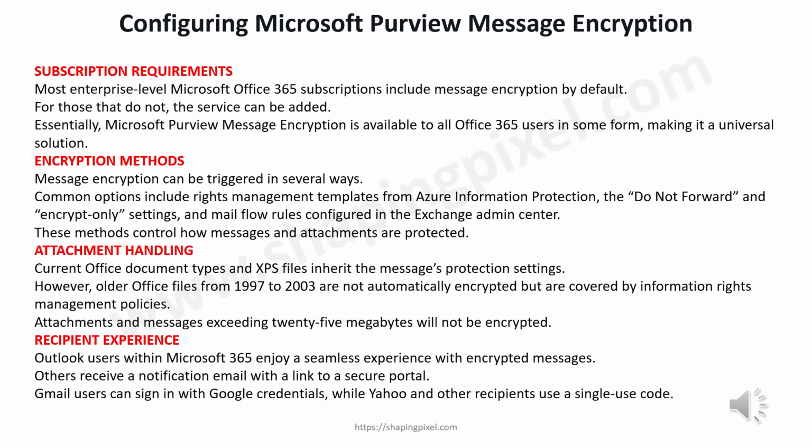Message encryption can be triggered in several ways. Common options include rights management templates from Azure Information Protection, the Do Not Forward and Encrypt Only settings, and mail flow rules configured in the Exchange Admin Center. These methods control how messages and attachments are protected. Current Office document types and XPS files inherit the message's protection settings. However, older Office files from 1997 to 2003 are not automatically encrypted, but are covered by information rights management policies. Attachments and messages exceeding 25 megabytes will not be encrypted.